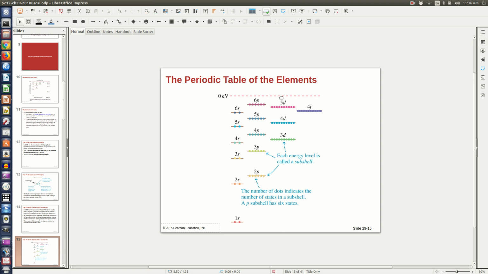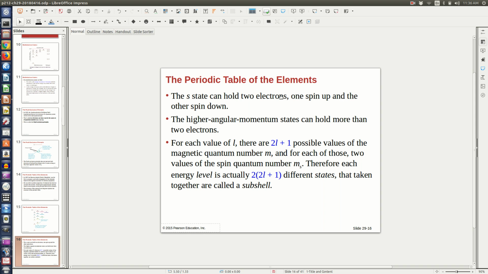So as we now build elements in the periodic table, we start with hydrogen, which has 1 electron, and we know that that electron in the ground state sits in the 1s state. The higher angular momentum states for n equals 2, 3, 4, and so on can hold more than 2 electrons. For each value of little l, there are 2l plus 1 values of m, the magnetic quantum number, which is the projection of l onto the z-axis, and for each of those we have 2 possible projections of m sub s.